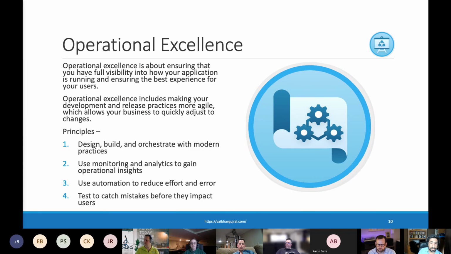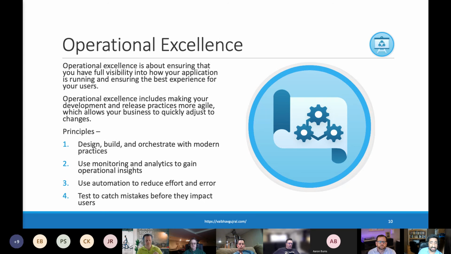Moving on to the next pillar, operational excellence. Operational excellence is all about ensuring that you have full visibility into how your application is running and ensuring the best experience for your users. It includes making your development and release practices more agile, which allows your businesses to quickly adjust to changes. There are several principles that go under this pillar.